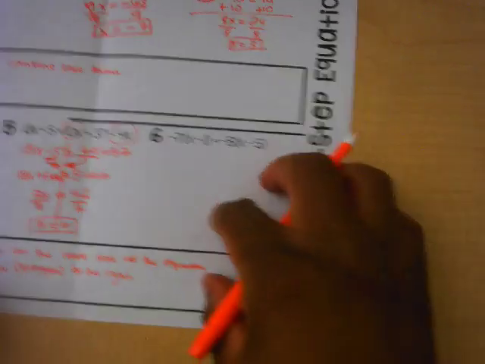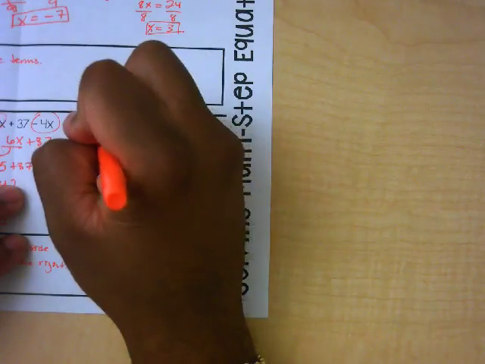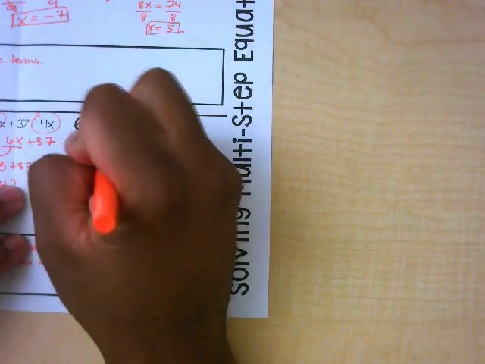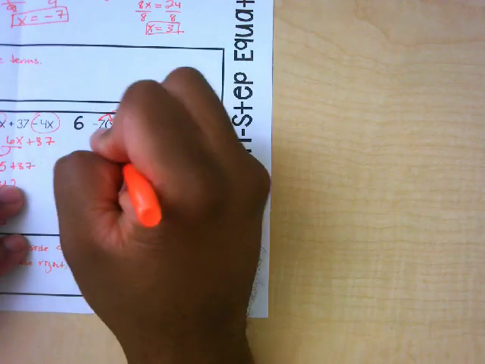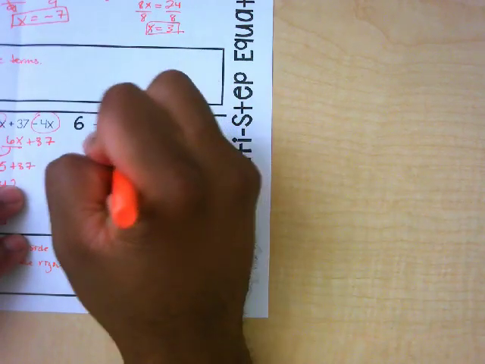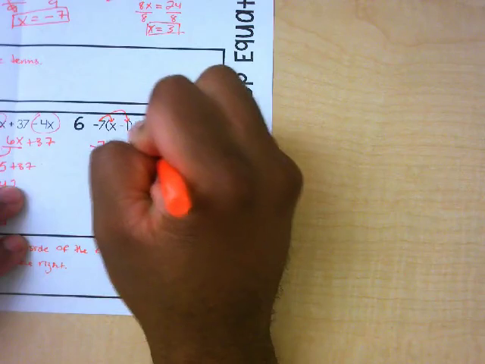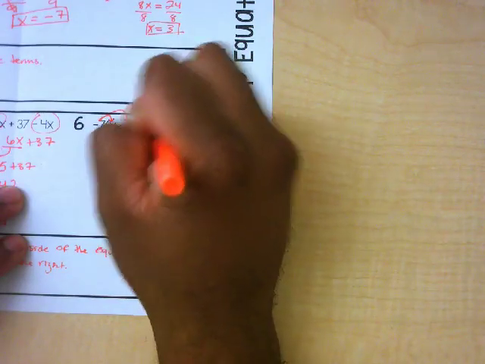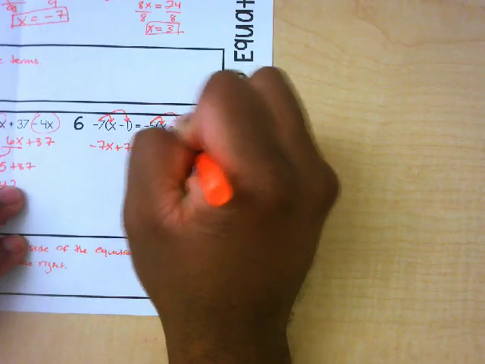Okay, and then on number 6, if you have to distribute, we just do that first. You always do distribution first. So negative 7 times x is negative 7x, and then negative 7 times a negative 1 is a positive 7. So we add 7, and then on the other side we have a negative 5 times x, that is a negative 5x. Then we have negative 5 times negative 5, that is a positive 25.